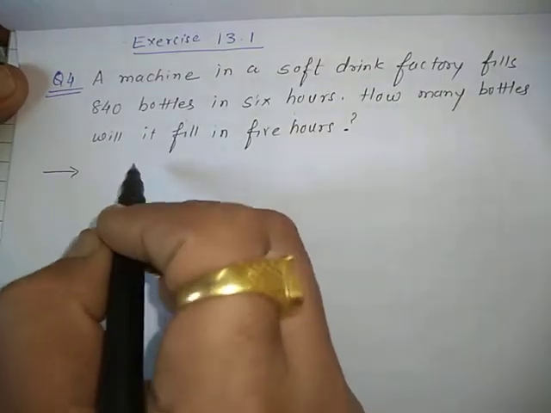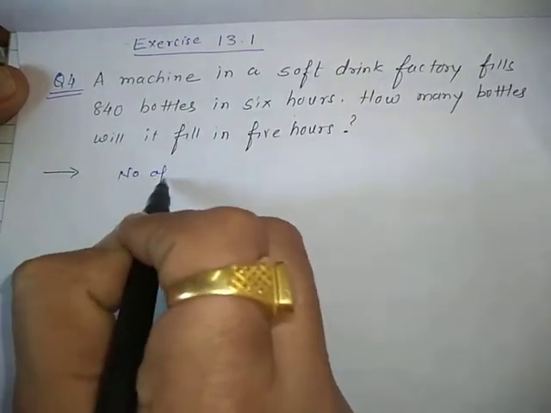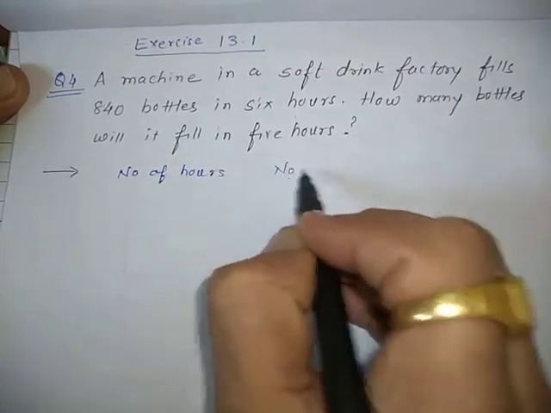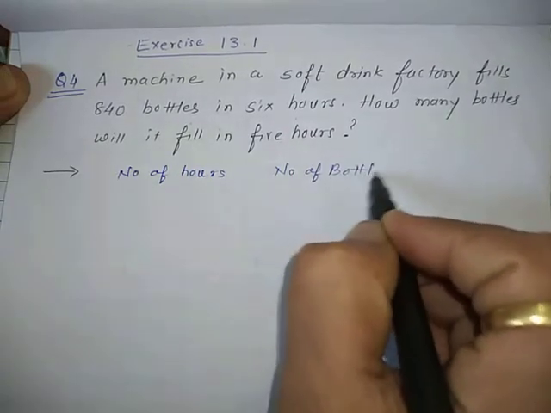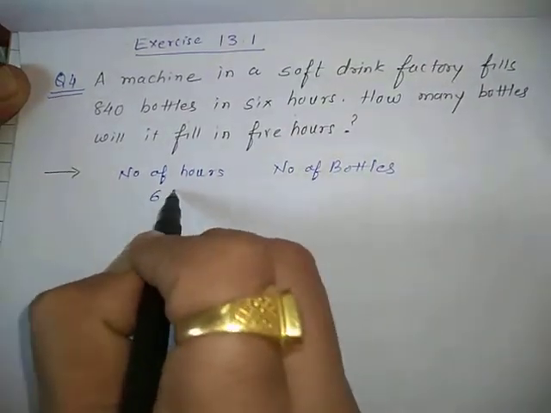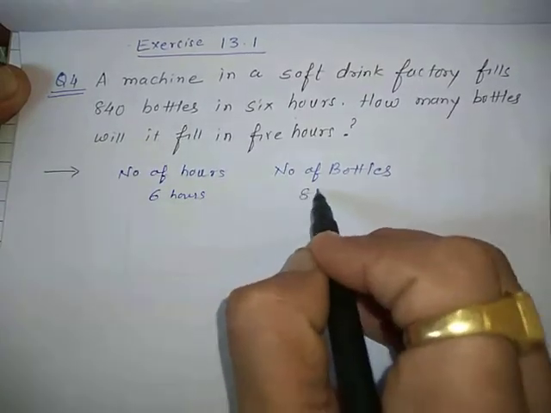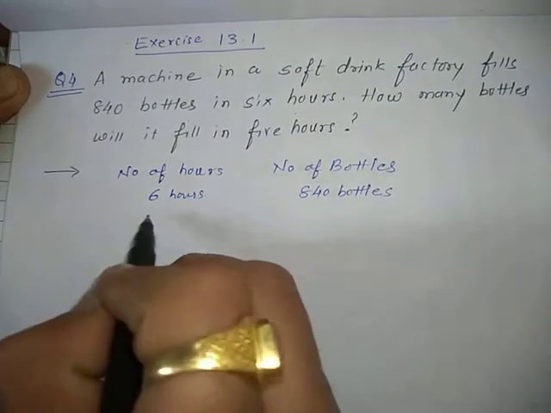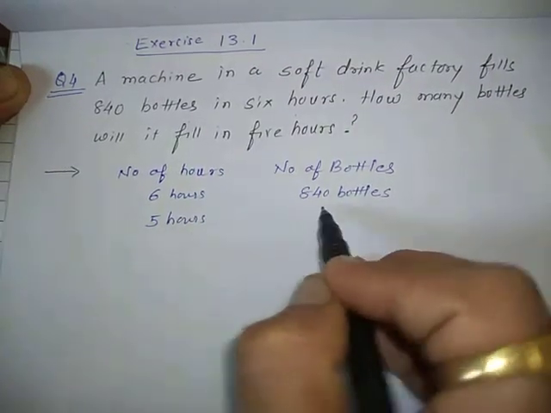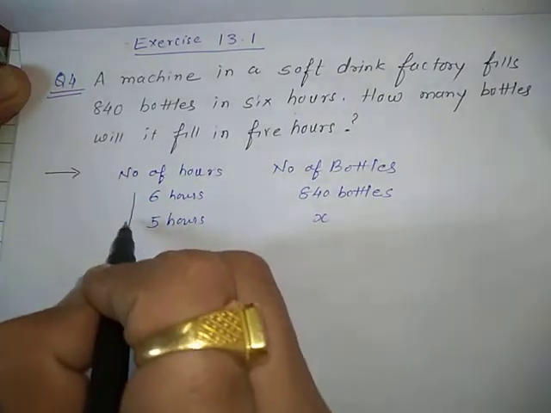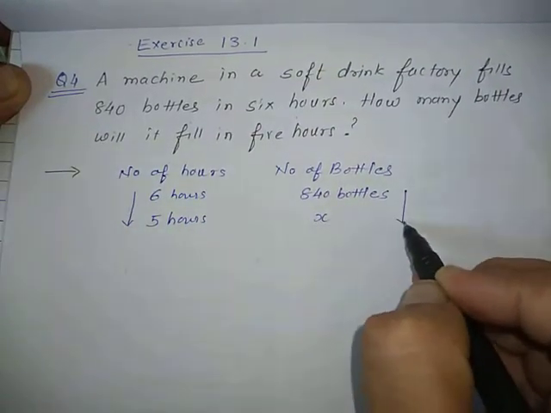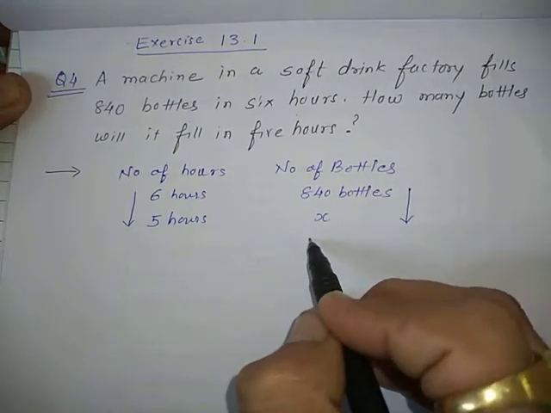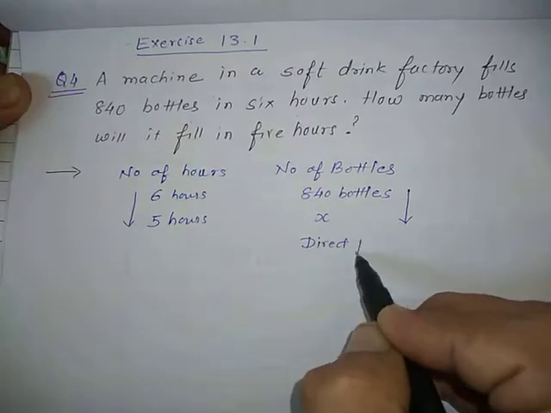So we know that number of hours and number of bottles. So 6 hours, 840 bottles can be filled. Okay. So they say if 5 hours, how many bottles? So we know that the time decreases, obviously the number of bottles will also decrease. Okay. So it is which type of proportion? Direct proportion.